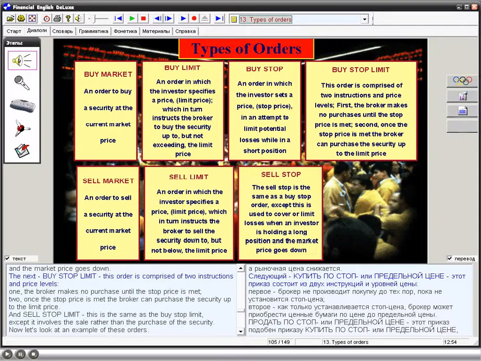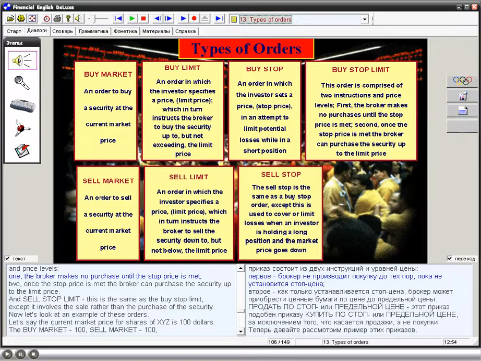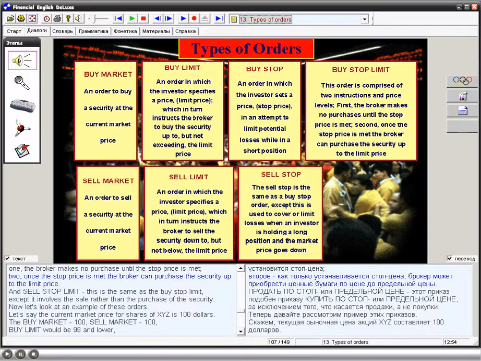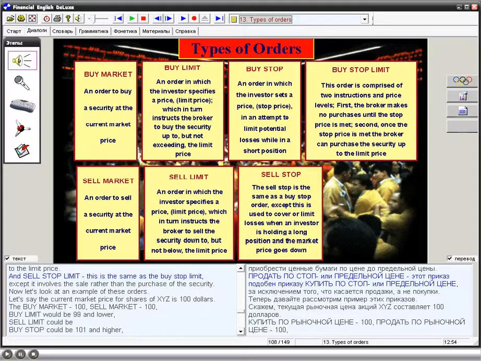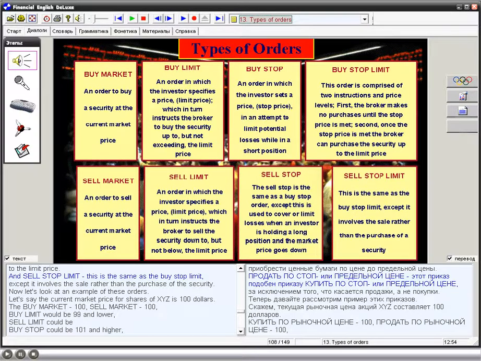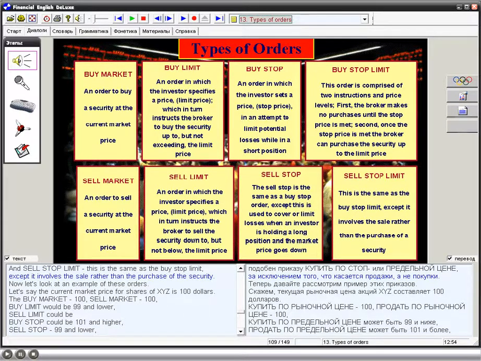The next, buy stop limit. This order is comprised of two instructions and price levels. 1. The broker makes no purchase until the stop price is met. 2. Once the stop price is met, the broker can purchase the security up to the limit price. And sell stop limit. This is the same as the buy stop limit, except it involves the sale rather than the purchase of the security.